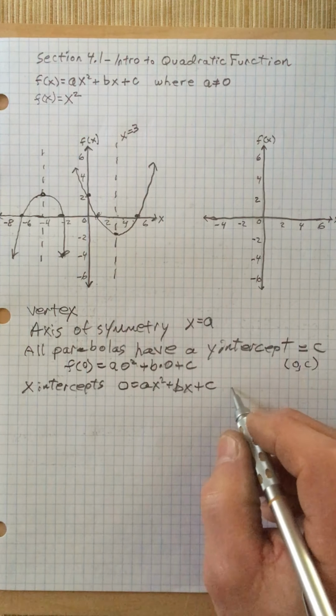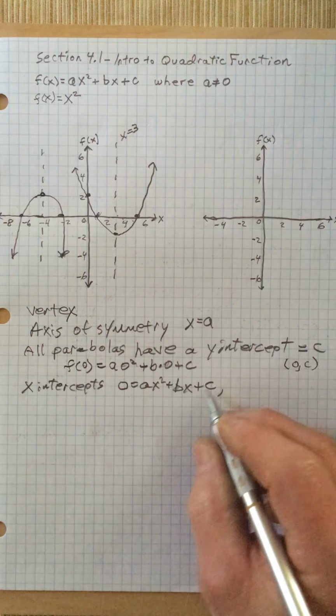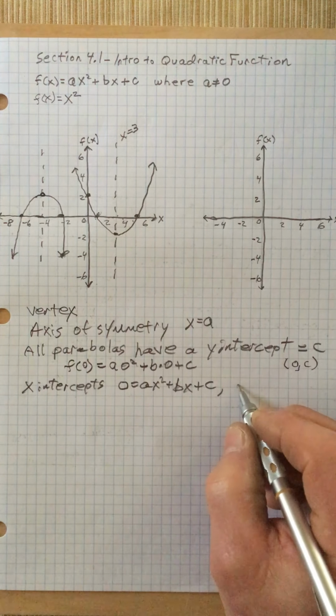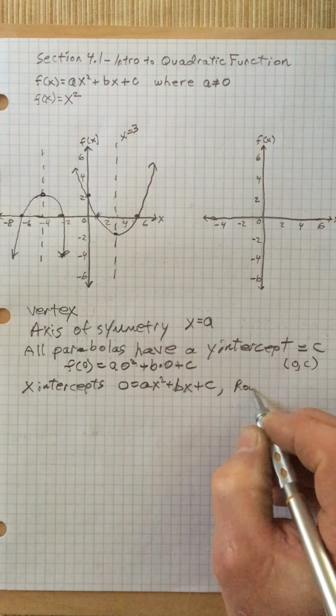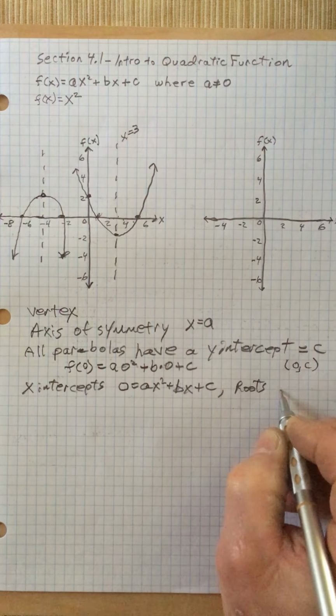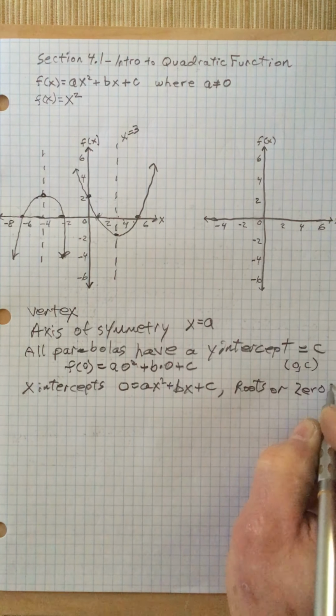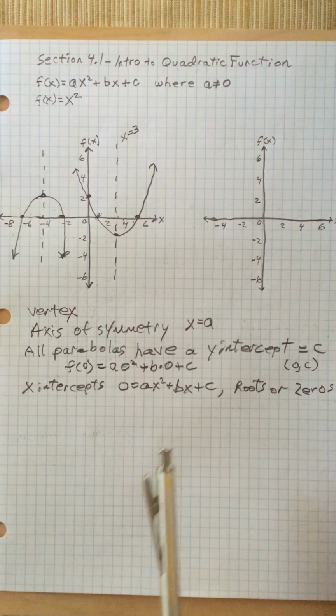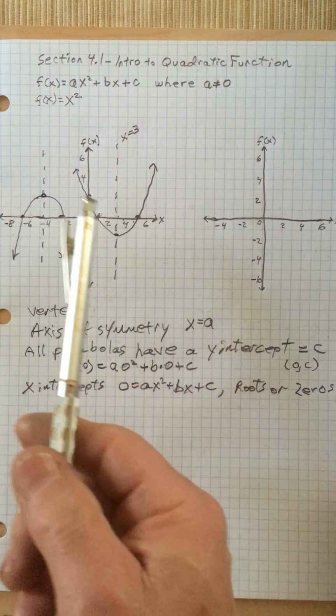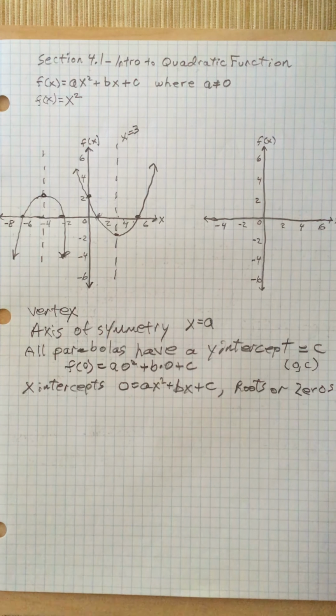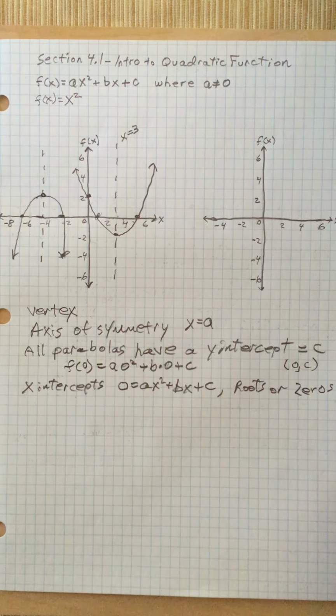Which, by the way, x-intercepts, when you solve this for 0, they're referred to as either roots or zeros. So the roots or the zeros of this function are where it crosses the x-axis. Now, are there always two?